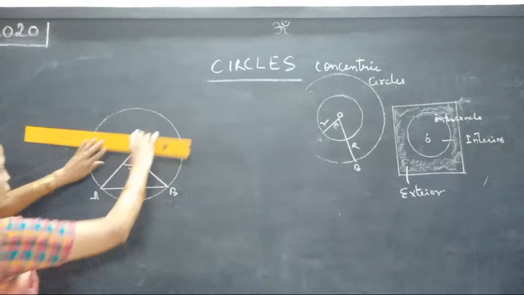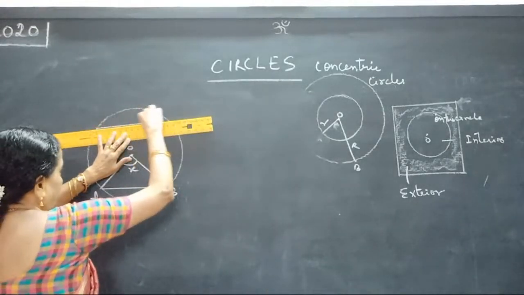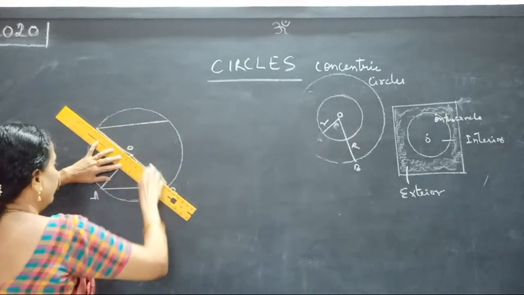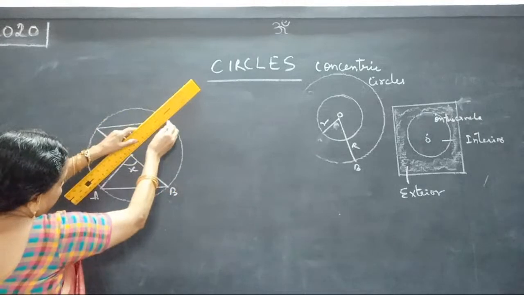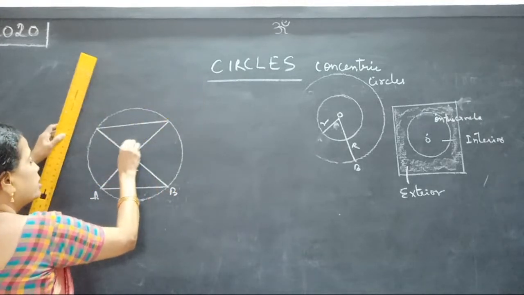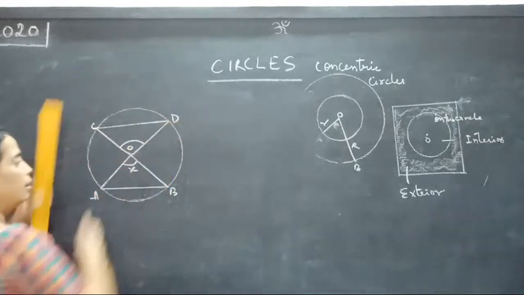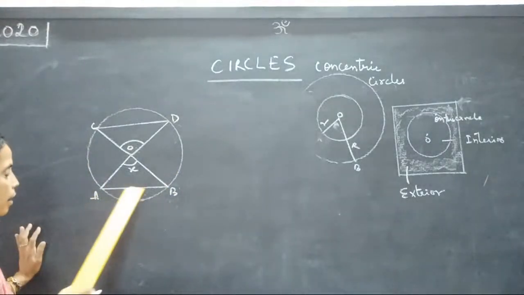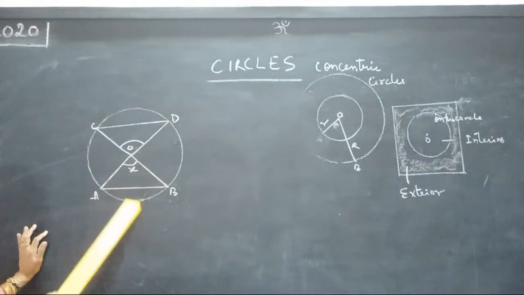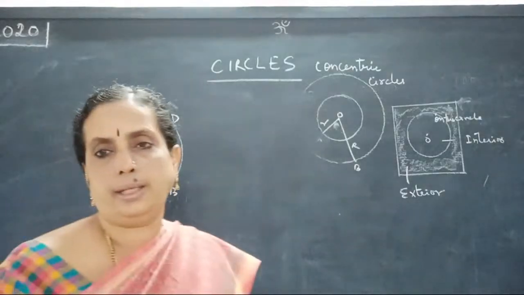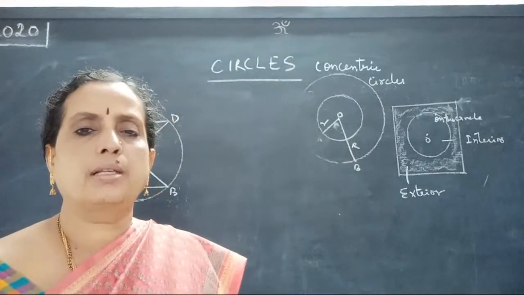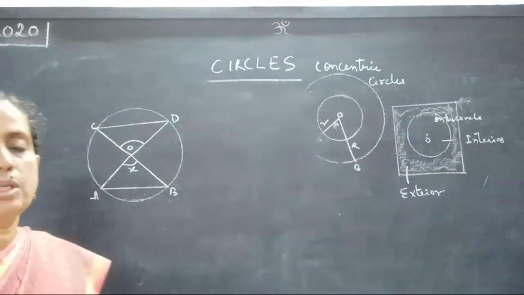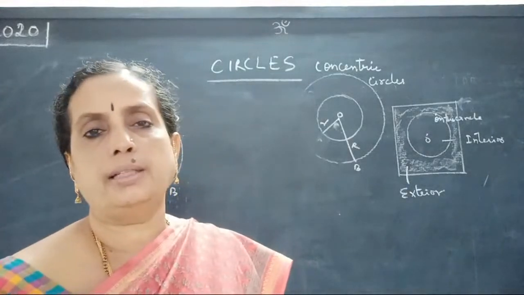Like that we can draw any other chord. If you join like this, you will get another angle. This is also a central angle. The angle bounded between the radii with the chord is the angle subtended by a chord at the center. So now the question is, do equal chords subtend equal angles at the center?